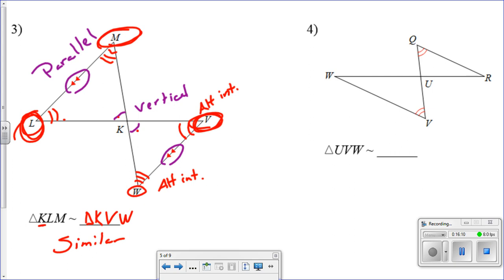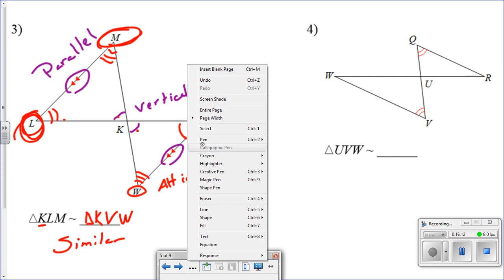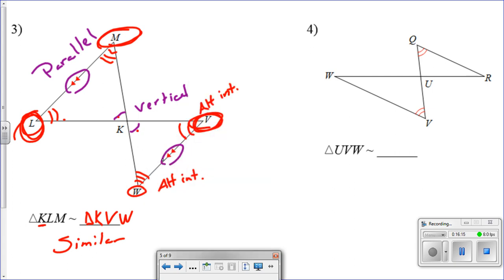All right, let's come over here to triangles 4. I can tell you that this angle is congruent to this one. Why? Because they're vertical. And they already told me that this one is congruent to this one. So these must be similar, because if two angles are congruent, then guess what? The third one must also be congruent. So let's fill in our statement. These are definitely similar.